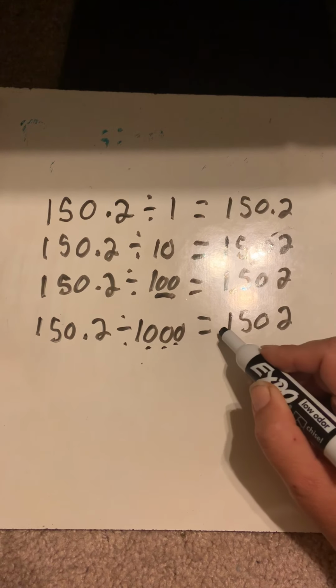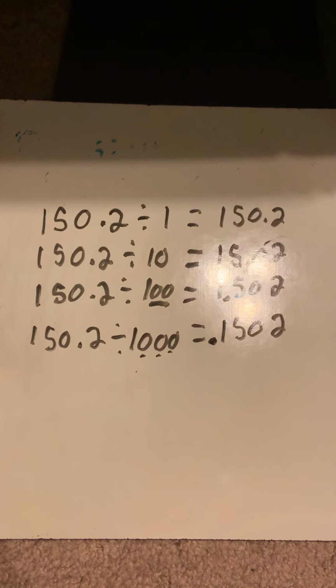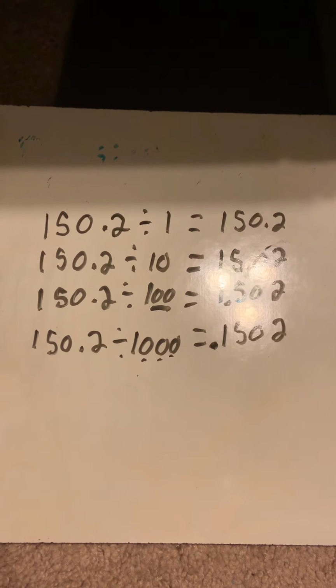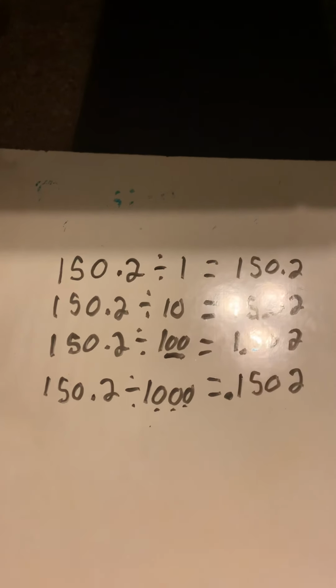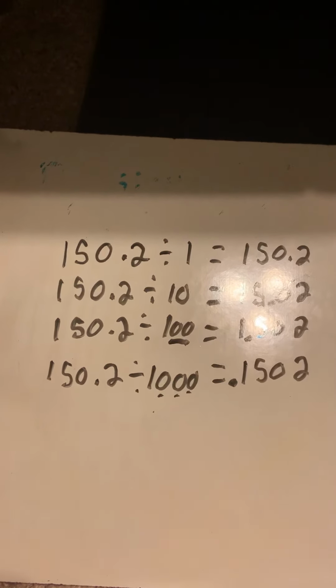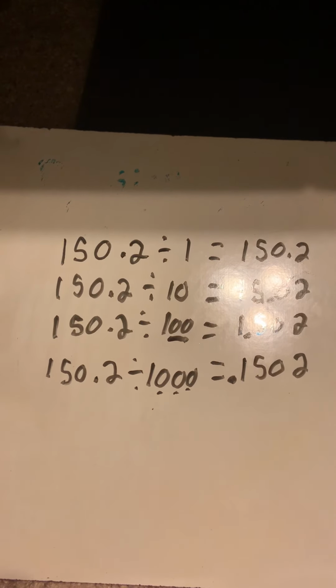So because we use a base 10 system, when we're multiplying or dividing by 10, we can quickly move the decimal over to give us our answer.